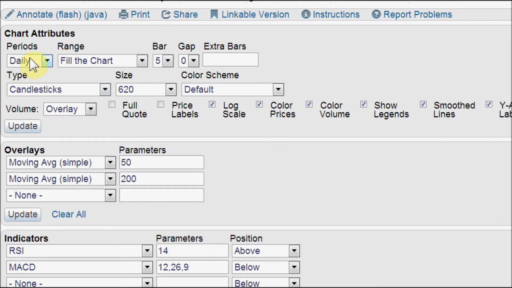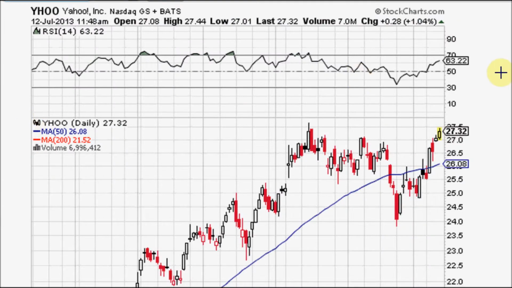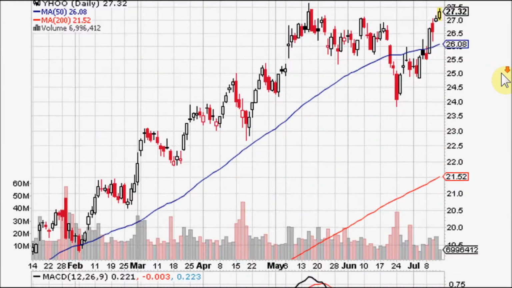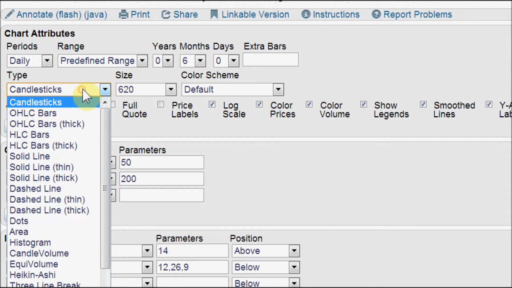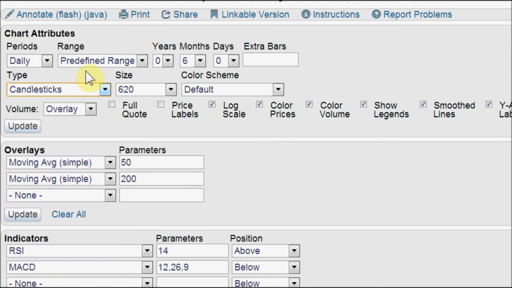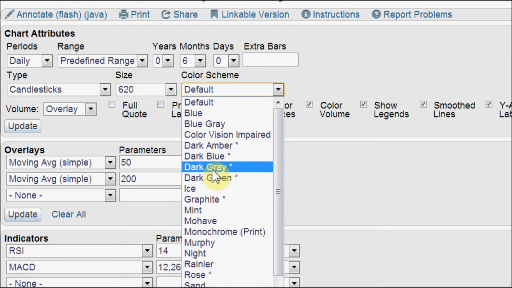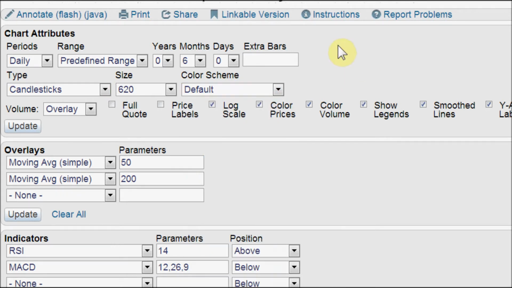Okay, for daily charts, I like to look at 6 months. Then that line is done. Candlestick charts, there are many others to choose from, but as I've mentioned, candlesticks are the best. Okay, the default size is 700. The default color is what we see here, but you have many other colors to choose from.